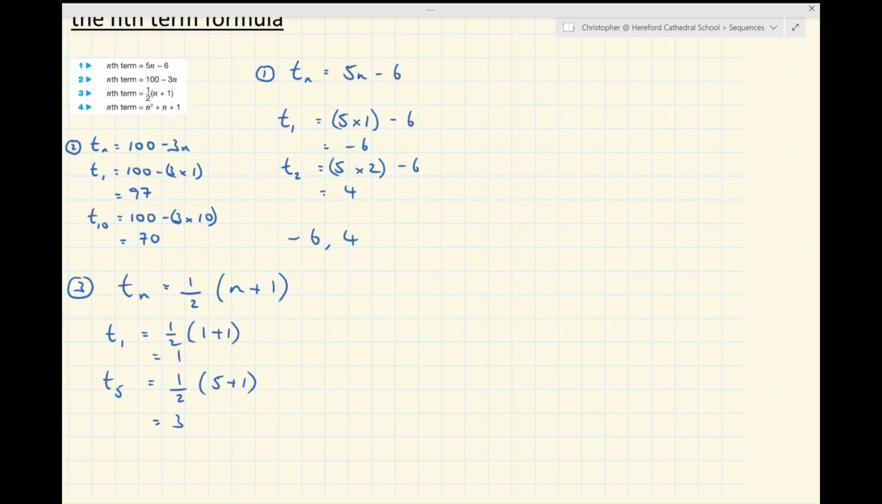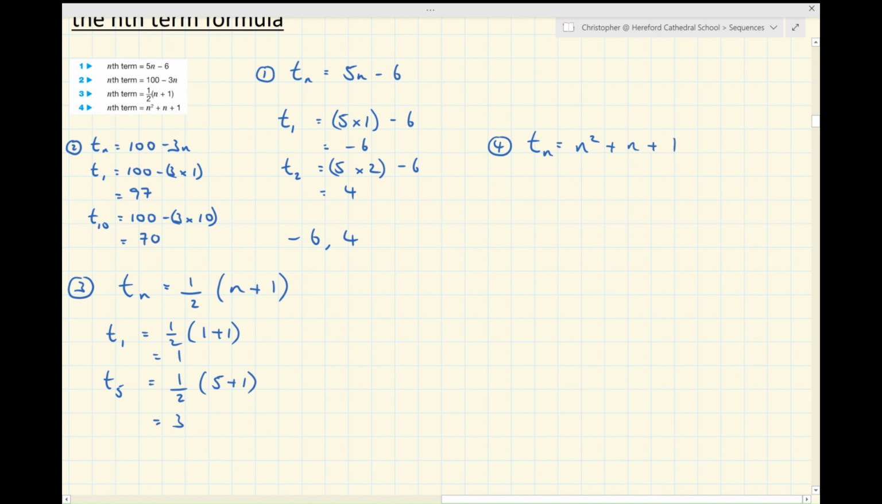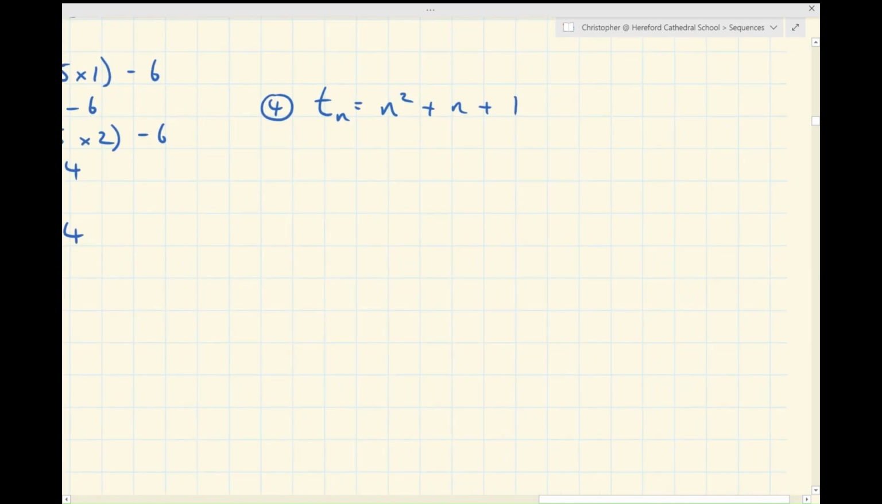Lastly, let's look at working out terms of the sequence given to us in question 4. In question 4, the nth term is n squared plus n plus 1. So let's work out the first 4 terms of that sequence. So I'm going to work out T1, T2, T3, and T4. Pause the film now and have a go yourself.